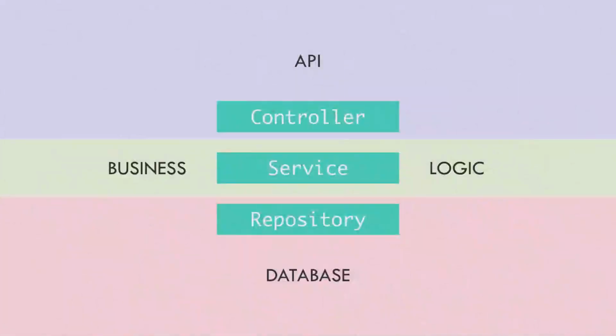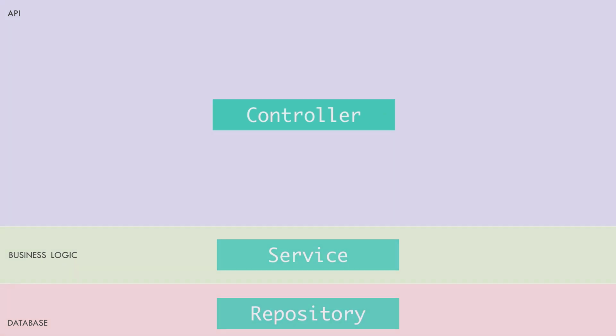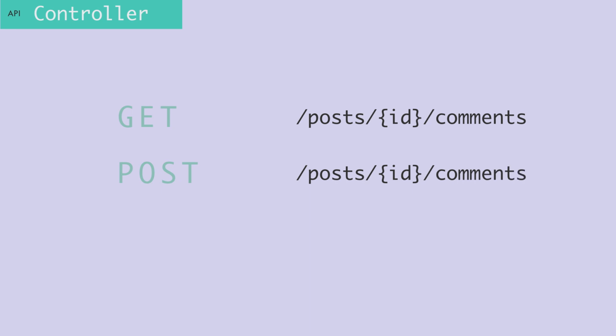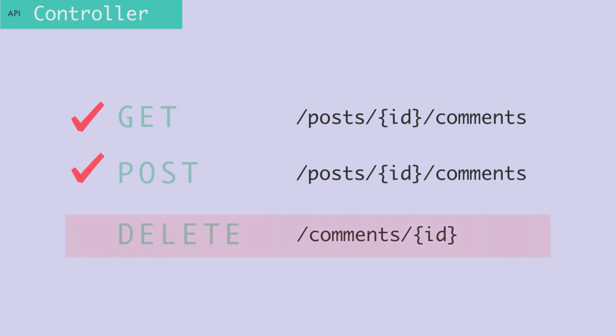Now, let's see how to delete a comment. Again, we're going to start with the API. We have get and post already implemented and working end-to-end. So next up is the delete.